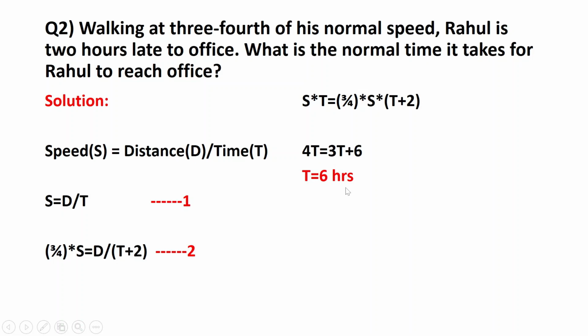That is very important. So, if you are going at a speed of 3/4 of his normal speed, Rahul will be 2 hours late. So we're just putting this formula over here. Then we are considering d common on both the sides: S into t is equal to 3/4 into S into (t plus 2), and find out the value of t. I hope I am very clear with this.